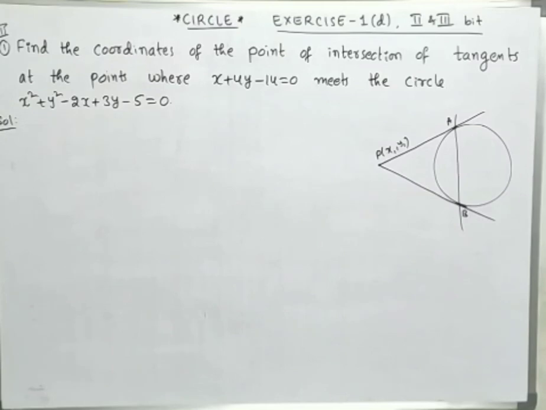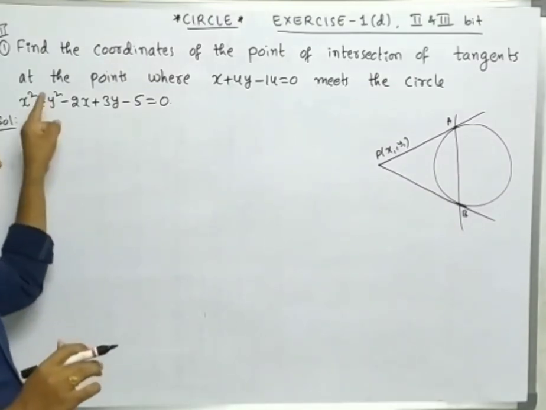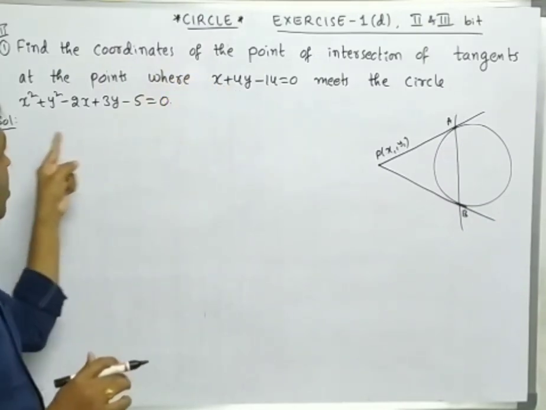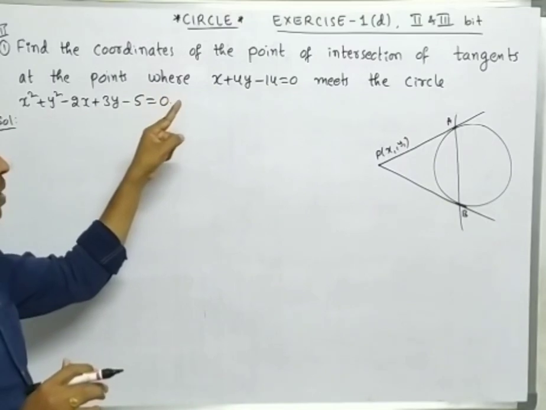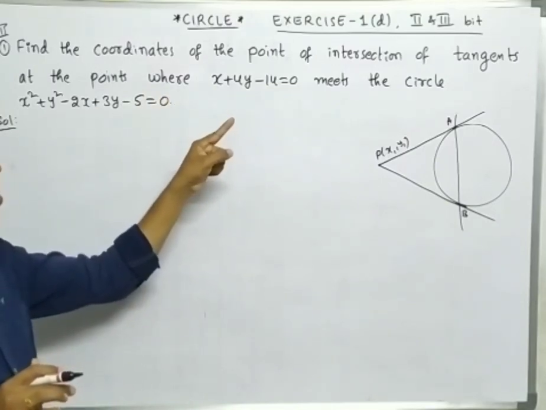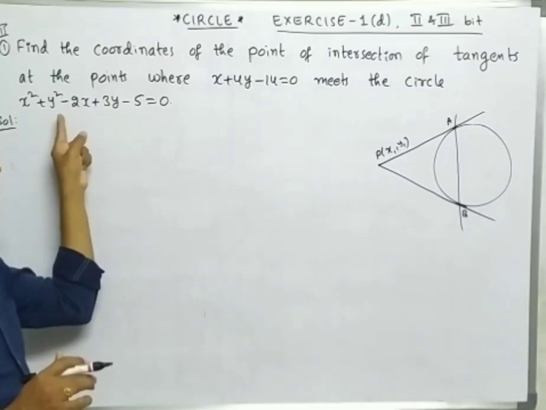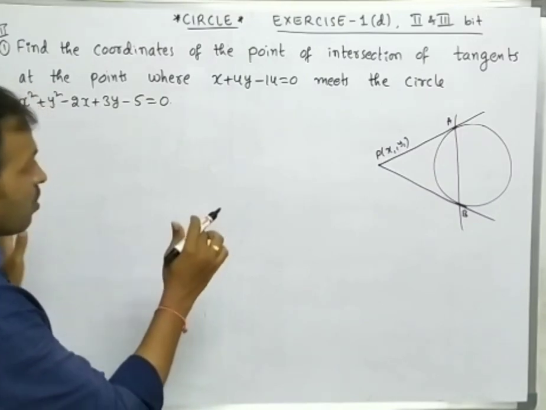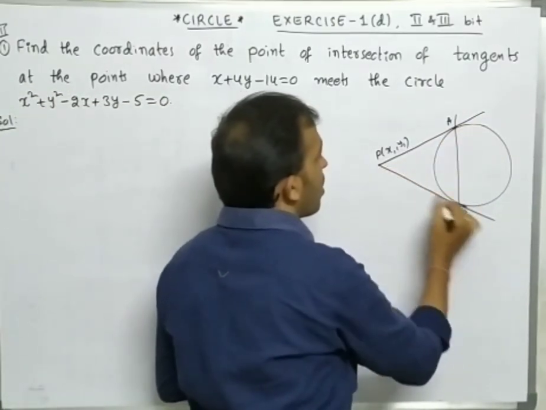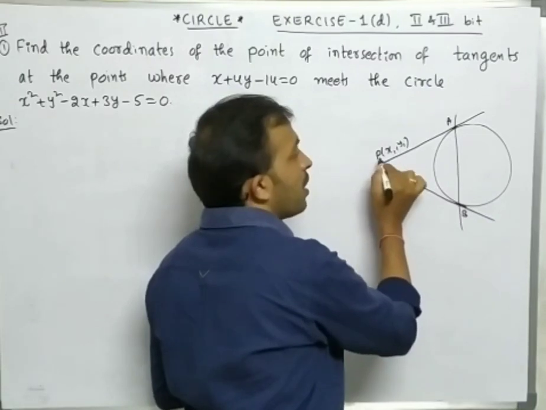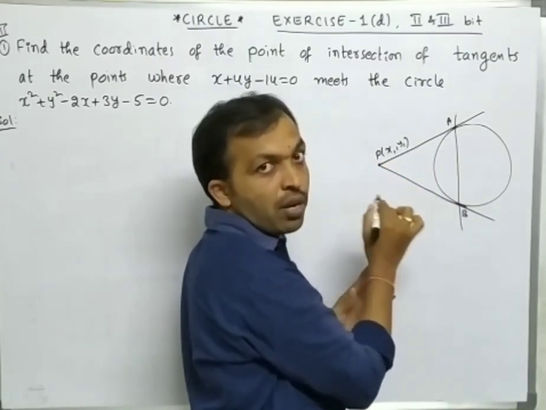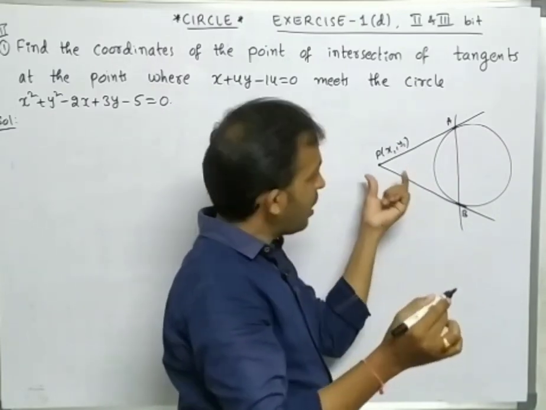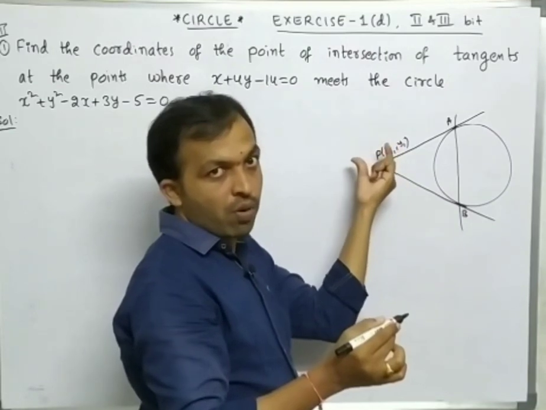Now the third bit, first problem. Listen carefully. Find the coordinates of the point of intersection of tangents at the points where x plus 4y minus 14 is equal to 0 meets the circle x square plus y square minus 2x plus 3y minus 5 is equal to 0. So here these are two tangents meeting at point P (x1, y1). Point of intersection of two tangents is P (x1, y1). So in this question we should find these coordinates x1, y1.